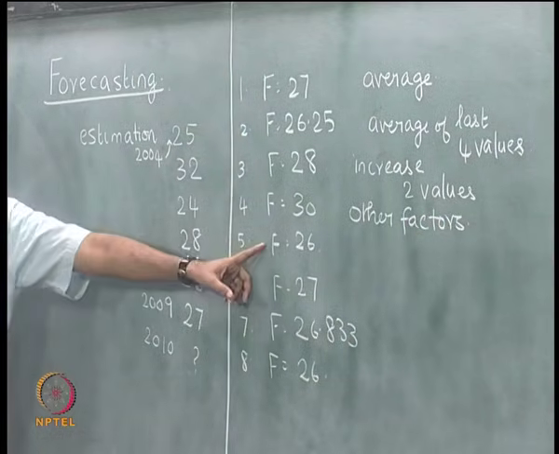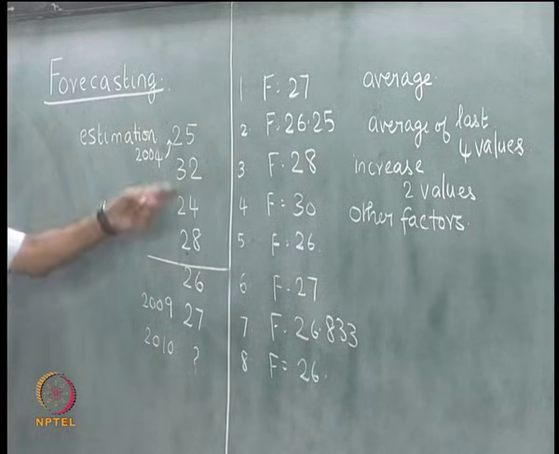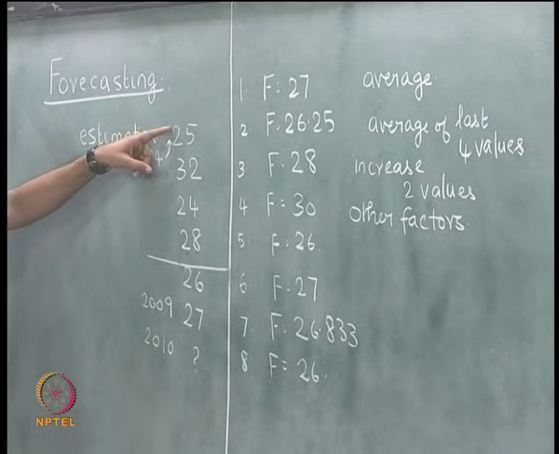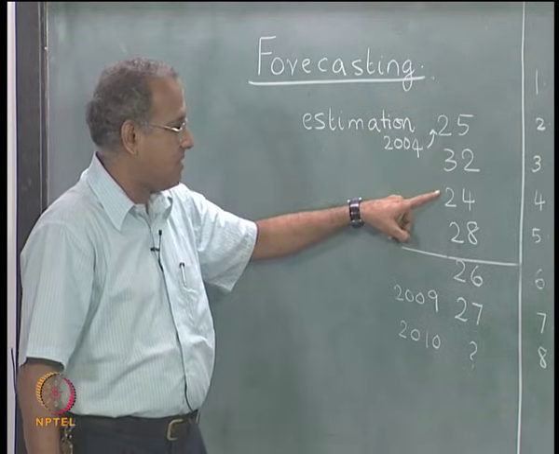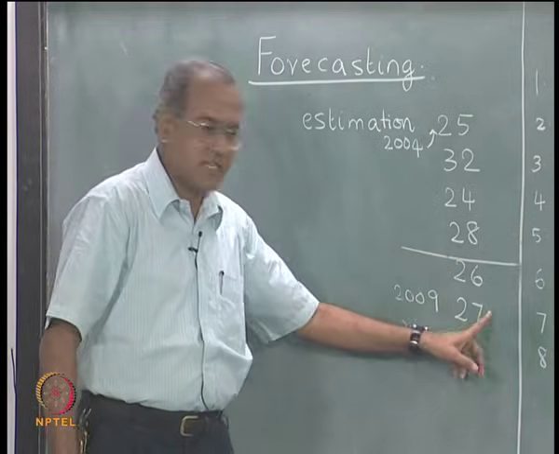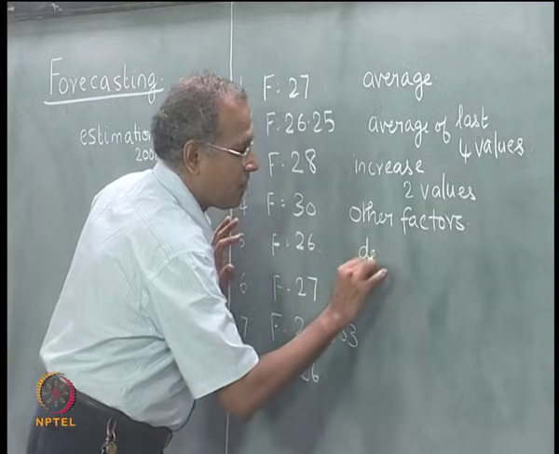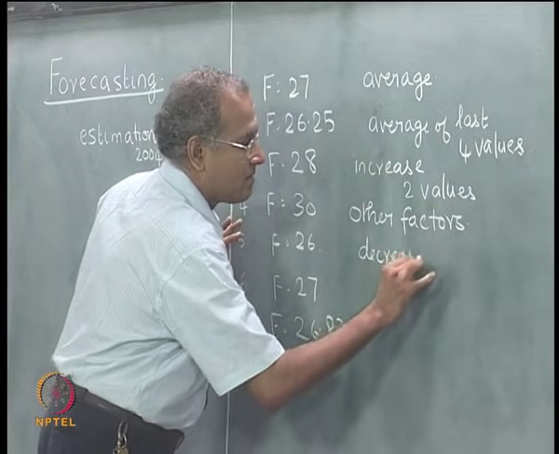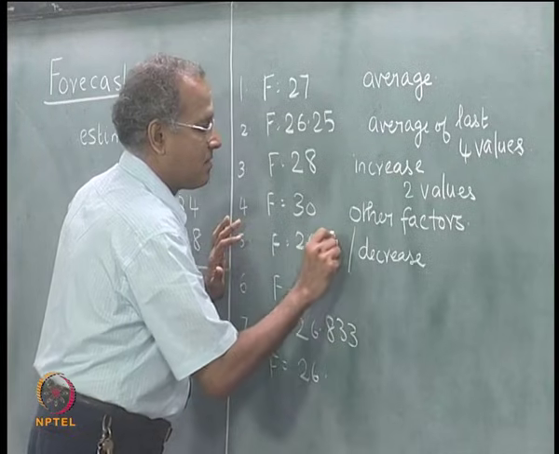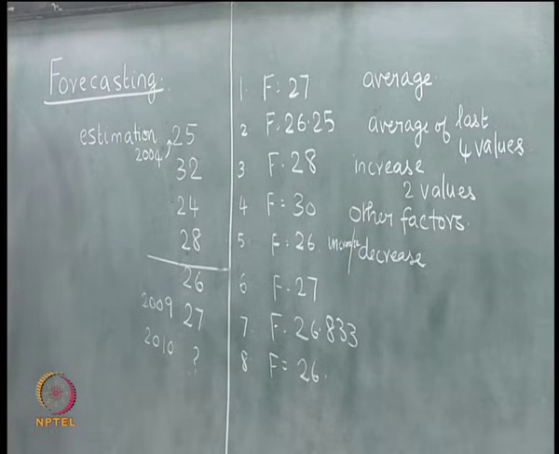Now, this person who gave forecast equal to 26 believed that there was an increase and then a decrease, and then an increase and then a decrease. Now, there is an increase and the person expects a decrease, and believes that the value 26 comes from that pattern of increase and decrease.